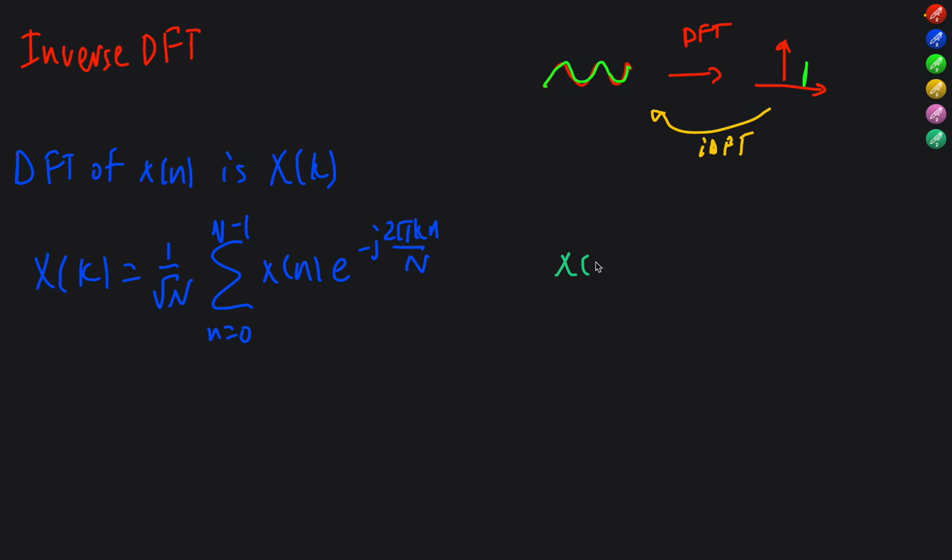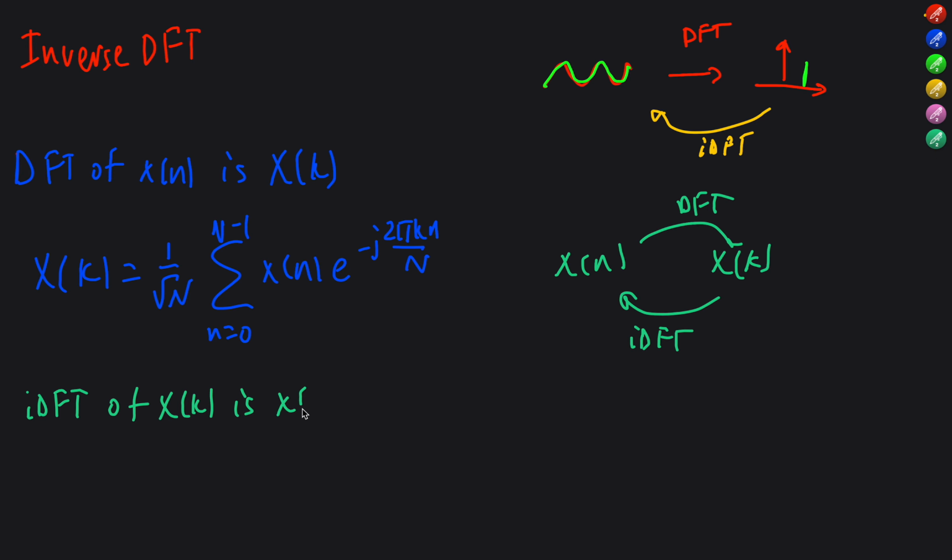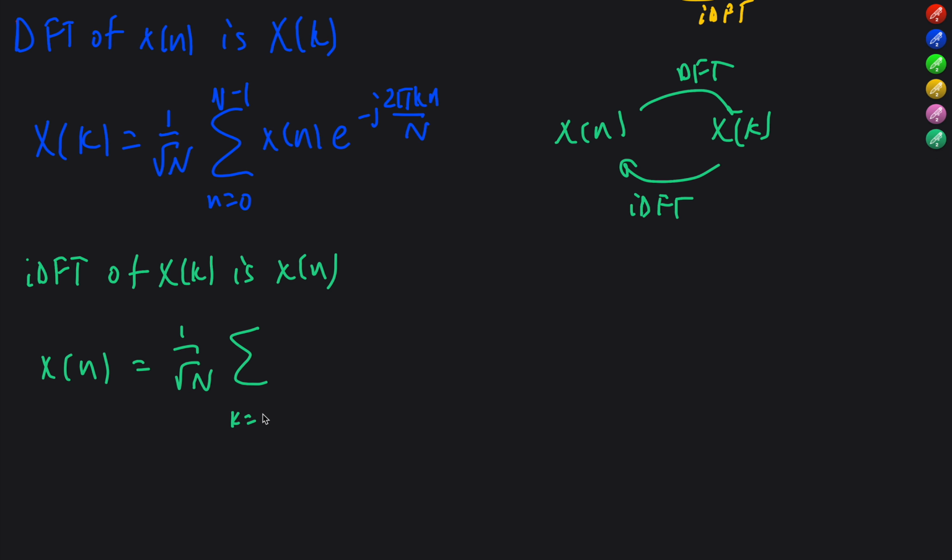Remember, going from x of n to big X of k, that's with the DFT. And to go backwards, we use the inverse DFT. So the inverse DFT of big X of k is, let's call it x of n again. What we're saying is that we can get back our signal in time by taking the inverse DFT of big X of k, which means we do 1 over root N, sum now from k equals 0 to big N minus 1 of big X of k e to the positive j 2 pi k n over N.